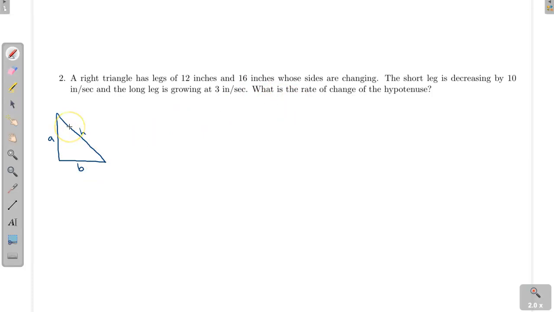The way we relate sides of a right triangle is the Pythagorean theorem. This one's very common for related rates. This one's actually nice. Taking the derivative is not too bad. We're going to get 2H dH/dt equals 2A dA/dt plus 2B dB/dt.